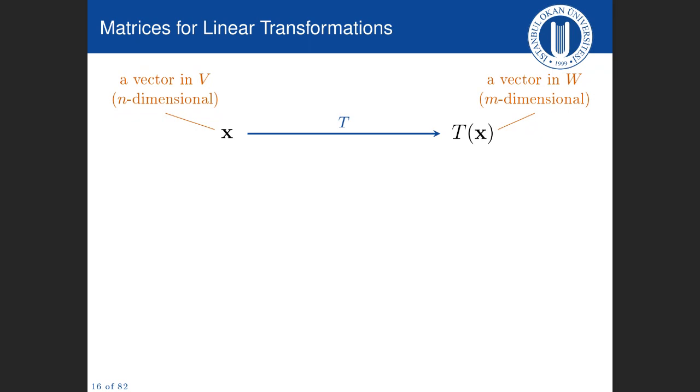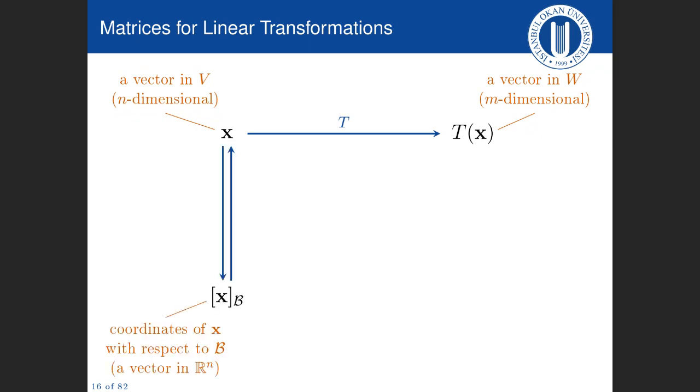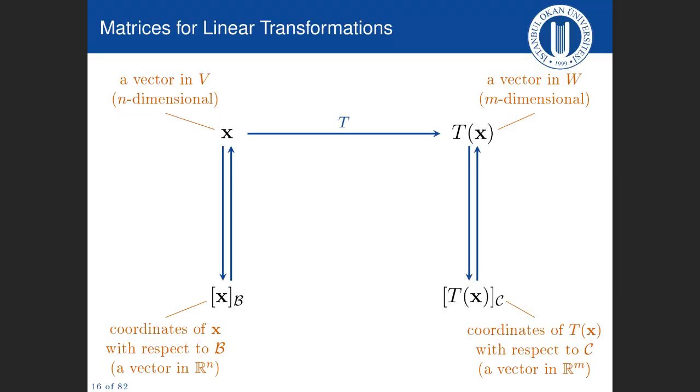Now, for x, we could write down its coordinates relative to the basis B. And that would give us a vector in Rn, because V is n-dimensional. And we could do the same thing for T of x. We could write down the coordinates for T of x, but now with respect to the basis C. This would give us a vector in Rm because W is m-dimensional.